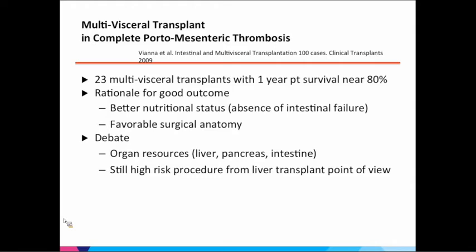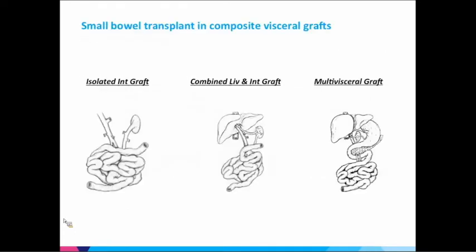Anatomy was favorable because you could treat the combined liver, bowel, pancreas as a single organ, making the organ eviscerectomy, if you like, somewhat easier by treating it as a single organ. Of course, there are issues of is this the appropriate use of organs, and it's certainly still a very high-risk procedure when you look at it from the perspective of liver transplantation.